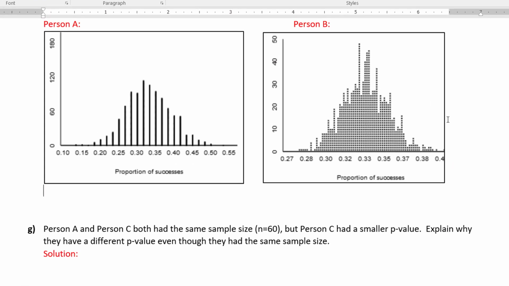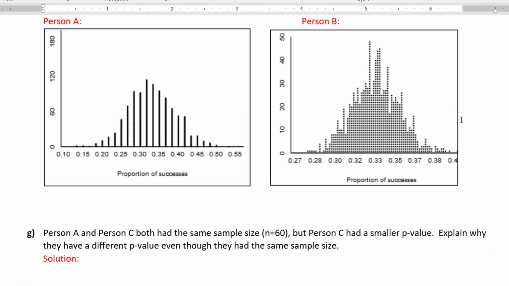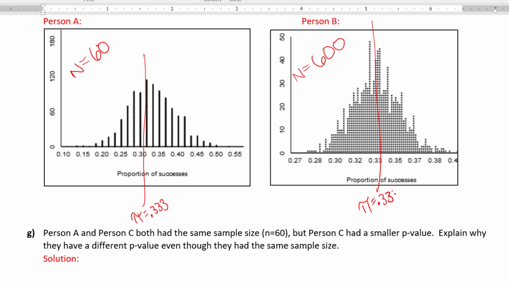Below I've copied a simulated null distribution for person A and for person B. The most obvious thing that you'll note, of course, is that person A had a much smaller sample size. The sample size for person A was 60 games of rock, paper, scissors, and the sample size for person B was 600 games. When we look at proportion of successes for the null distribution, both are centered at the value of pi equals 0.33333. However, what you'll notice is that when you have a bigger sample size, the standard deviation of the null distribution is much smaller.